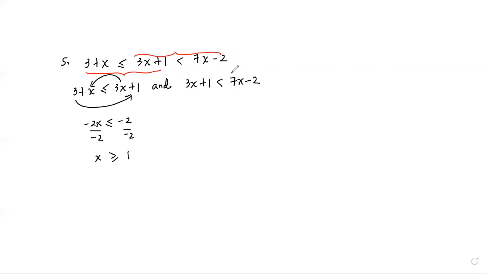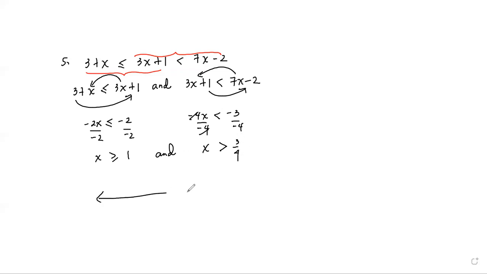Now for the second inequality, 7x will be transposed to the left and positive 1 will be transposed to the right. So that gives us 3x minus 7x, which means we have negative 4x is less than negative 2 minus 1. So this should be negative 3. And then we divide both sides by negative 4. So the left side becomes x. And then the inequality will be reversed. And that becomes 3 over 4. So we're supposed to graph x is greater than or equal to 1 and x is greater than 3/4.